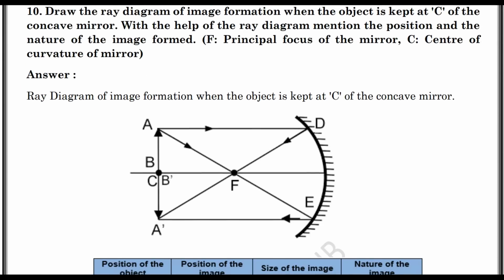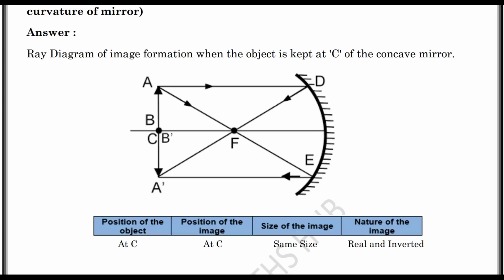Draw the ray diagram of the image formation when the object is kept at C of the concave mirror. With the help of the ray diagram, mention the position and nature of the image formed. The object is kept at C. The image formed will be at C.